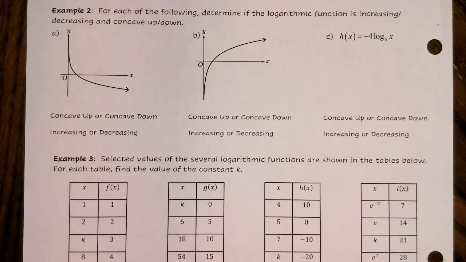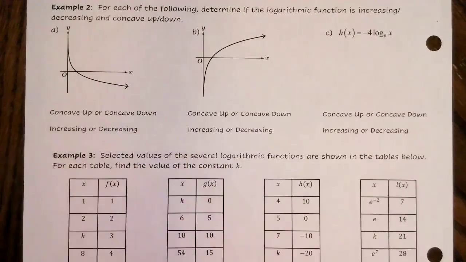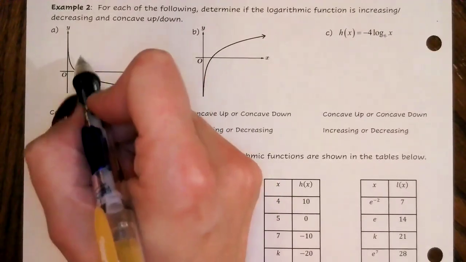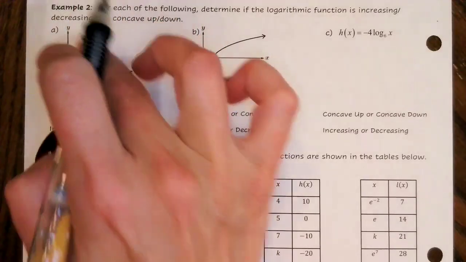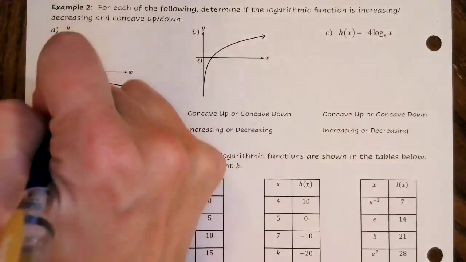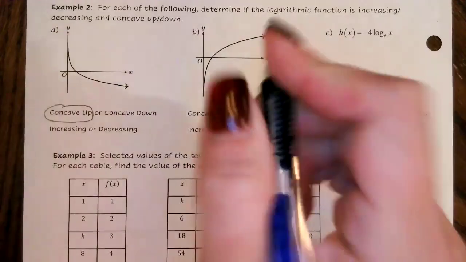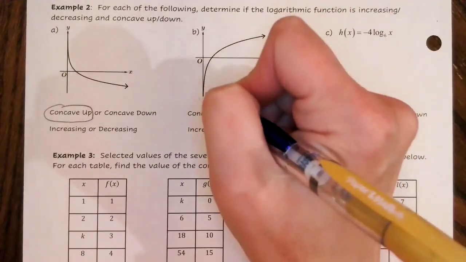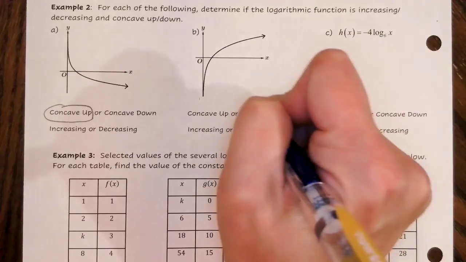All right, so on this next part here, we're going to talk about the concavity and increasing or decreasing. So when we look at this graph here, it says concave up or concave down. This right here is concave up. It is facing this top part here. This would be an example of concave down.